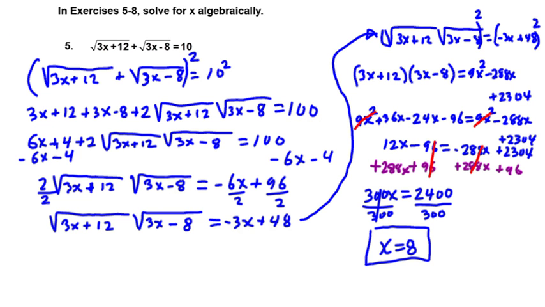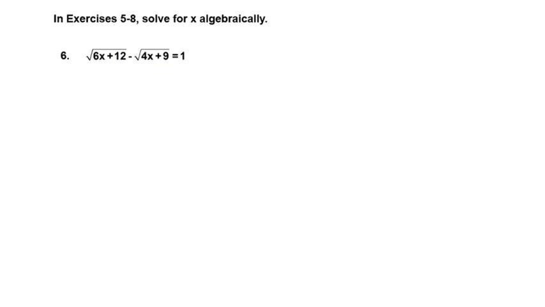Now, the next odd number problem is 7. Let me look at 6 here. Problem 6 is the same type of process, but instead of adding here, we're going to be subtracting. But I thought they were all addition for this one. Anyway, that can be worked out.